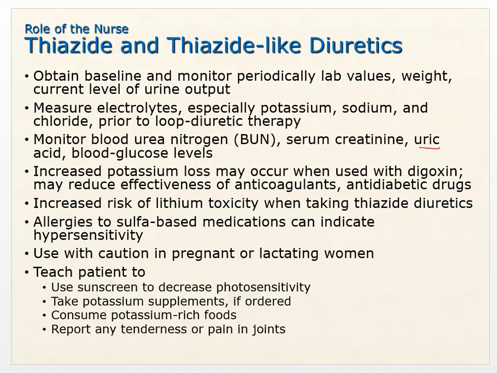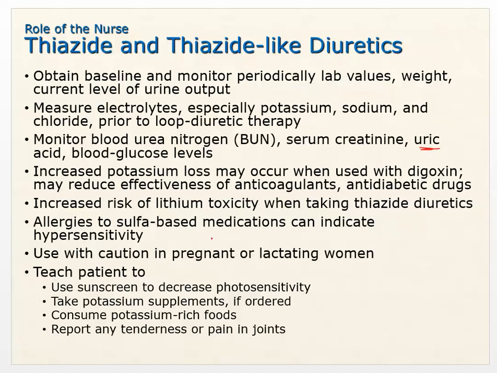Uric acid is actually more important for thiazide because uric acid is what forms urate crystals in the toes, usually for gout, so it can cause gout. And reabsorption of uric acid can happen a lot with thiazide. Increased potassium loss may occur in use with digoxin. It may reduce effectiveness of anticoagulants and antidiabetic drugs. We'll talk about some of those drugs at some point. There's an increased risk of lithium toxicity when taking thiazide diuretics. Lithium is similar to sodium, and lithium is used to treat bipolar disorder.